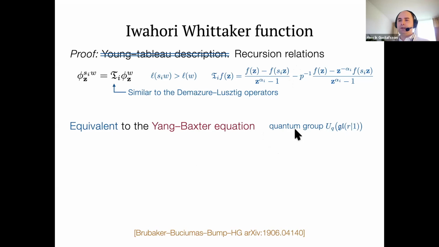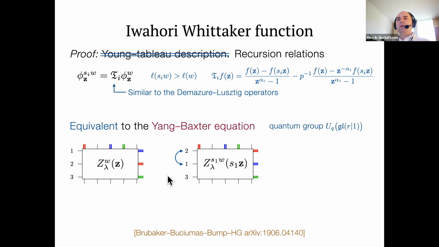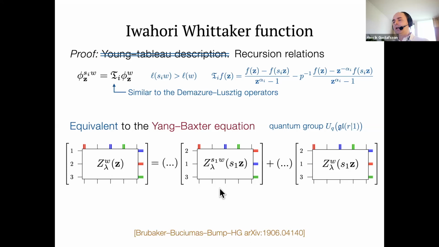In this setting for us, what happens is that this Yang-Baxter equation tells us what happens when we switch two of these rows here. And more specifically, we get an equation for the partition functions that looks like this, where the coefficients here come from the quantum group. Now, since the Whittaker function and the partition function satisfy the same recursion relation, you can show this by solving for this last term here. Because they satisfy the same relations, we get the desired equality after comparing a simple base case.